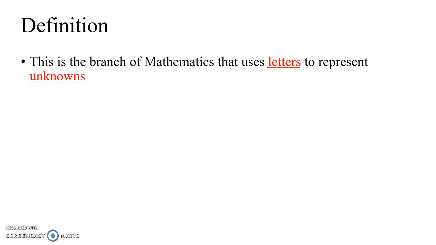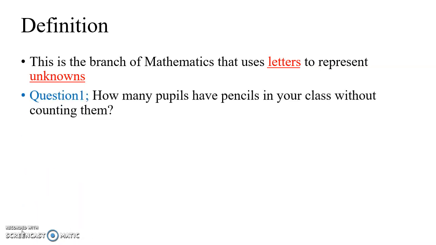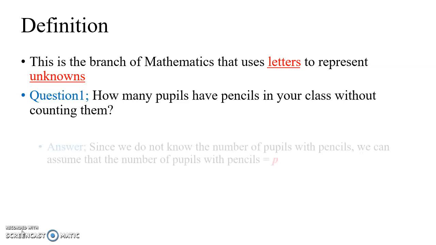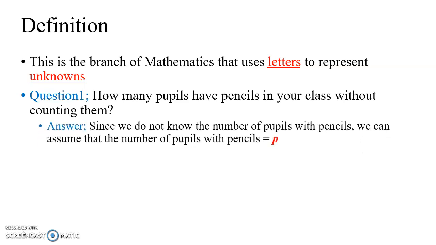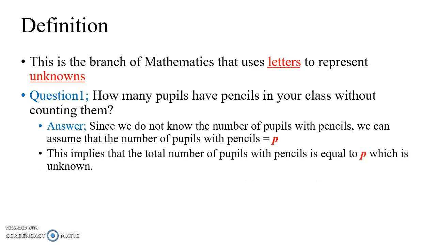Algebra is a branch of mathematics that uses letters to represent unknowns. For example, in a question where you are asked how many people have pencils in your class without counting them. Since we do not know the number of people with pencils, we can assume that the number of people with pencils is equal to P. This implies that the total number of people with pencils is equal to P, which is an unknown.